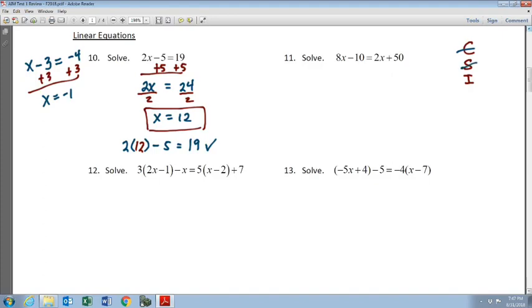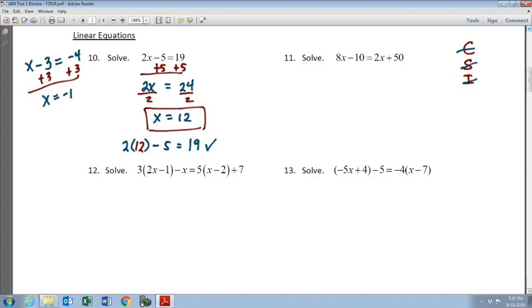I is for isolate, meaning we need x on one side only. And in fact, in this problem, that is a problem. Or I should say in this equation, that's going to be an issue because we have x on both sides, and we're trying to get x on one side only. So here we do need to isolate x on one side. We do need to do this I.